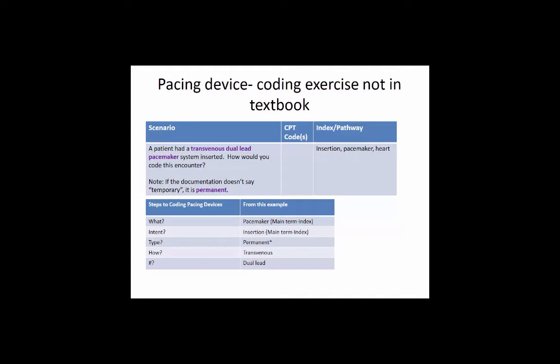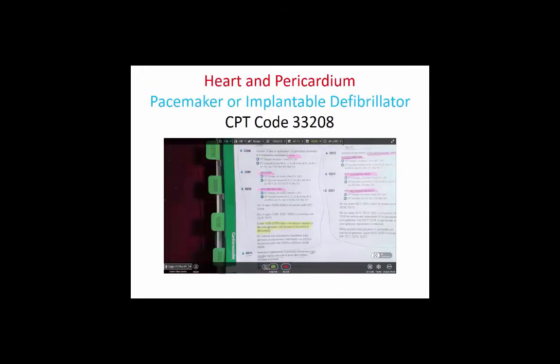I pulled out my answers, and those first two terms, pacemaker and insertion, are going to be the main terms I would look at in the index. And my answers, 33208. There was a range of codes in the index, and we just started looking at them, reading the code descriptions until we got to the one that described what we have here. And here it is in the code book.